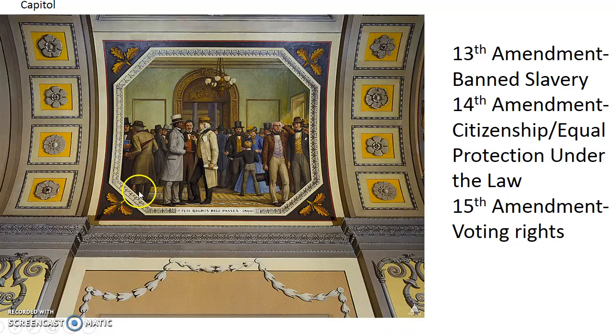Here's a picture of a portrait in the U.S. Capitol of the Civil Rights Act of 1866 during its passage. Over here it says the 13th Amendment banned slavery. 14th Amendment gave citizenship and equal protection under the law to ex-slaves. And the 15th Amendment gave voting rights to all men regardless of their skin color.